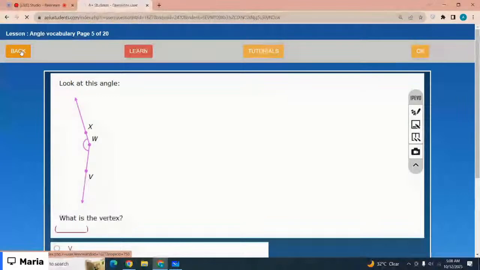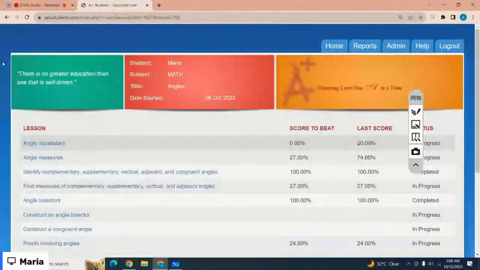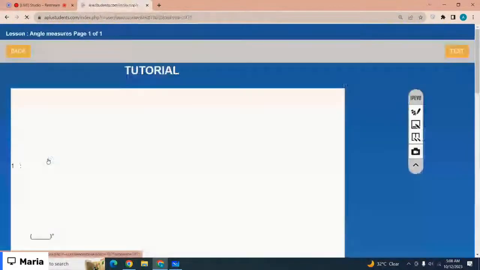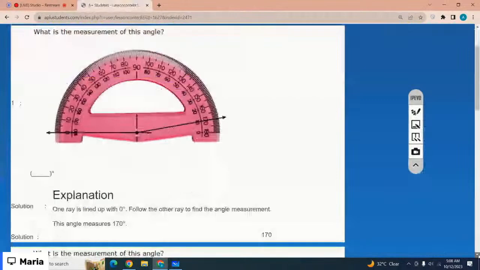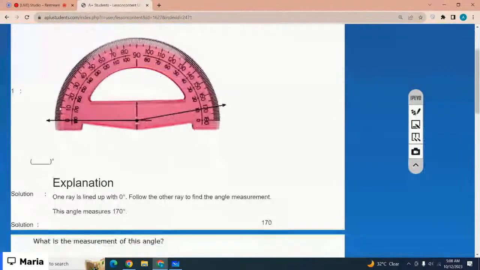The next one is measures. So, how do you measure the angle? What is the measurement of this angle? You can see one line is all lined up to 0, right? From here you can go, it would be 170 degrees, right? The angle measure is 170 degrees.